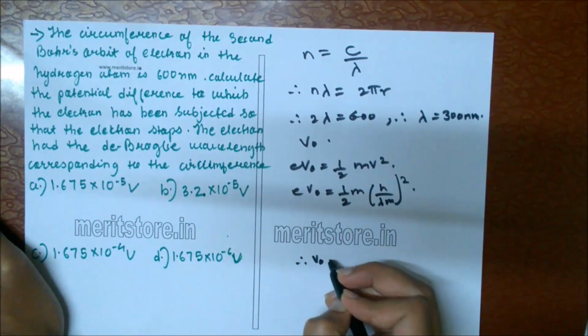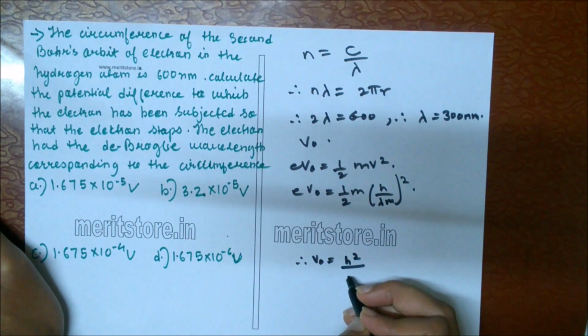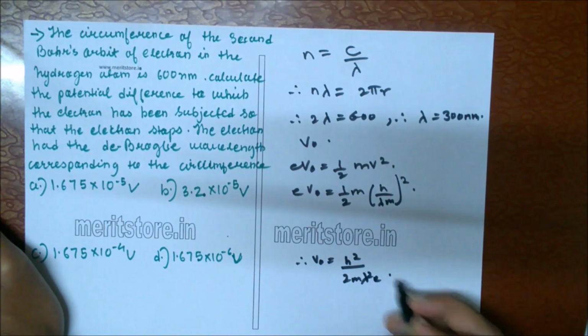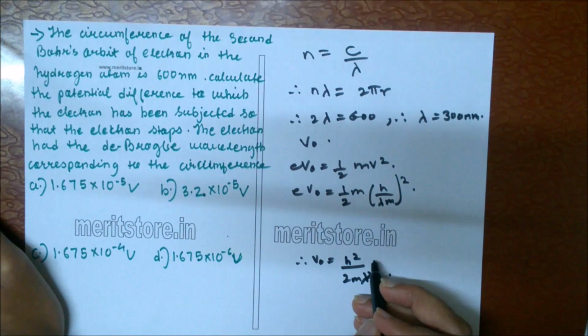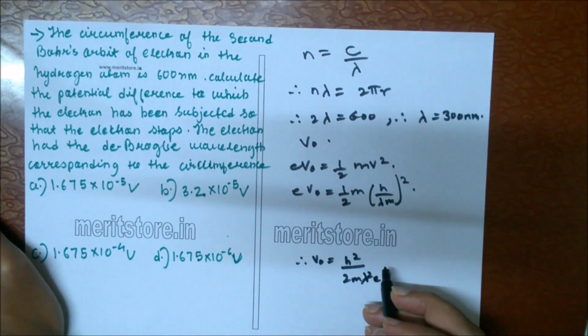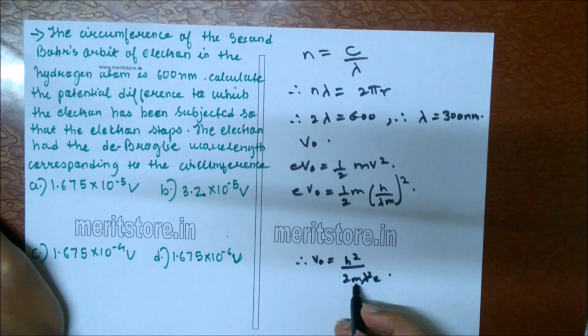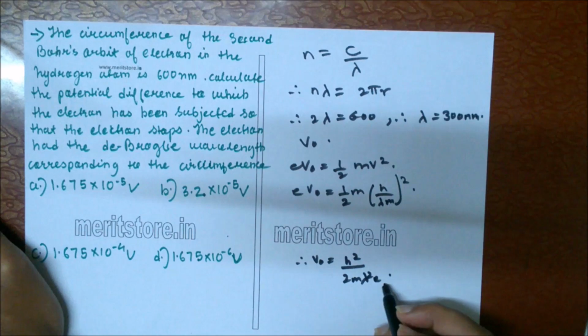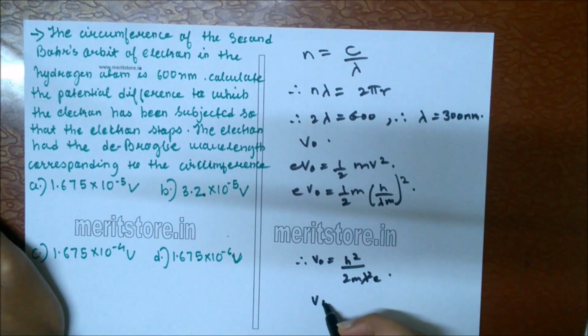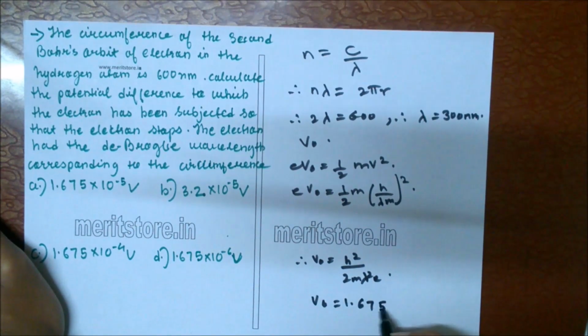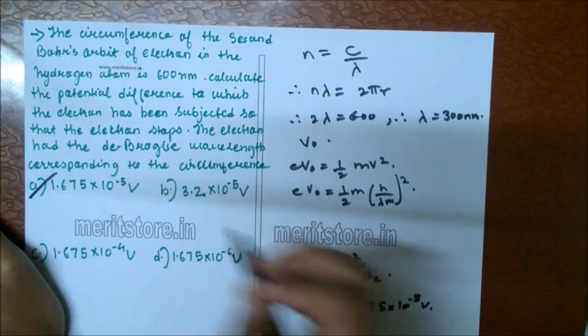Therefore, V0 is equal to h square upon 2m lambda square e. Substituting the value of h as 6.626 into 10 raised to minus 34, mass as 9.1 into 10 raised to minus 31, which is the mass of electron, 3 into 10 raised to minus 9 as the lambda, and 1.6 into 10 raised to minus 19 as the charge of electron, we get V0 as 1.675 into 10 raised to minus 5 volt. So option A will be the correct answer.